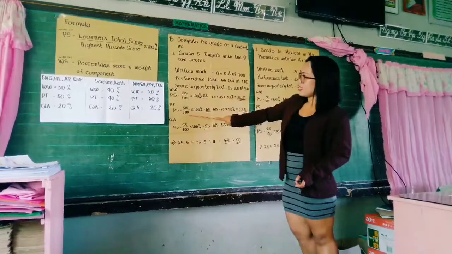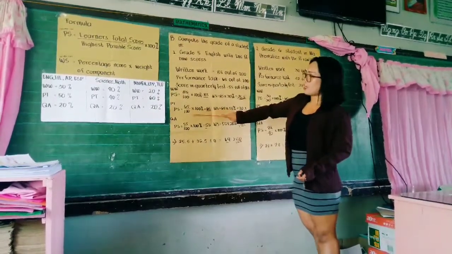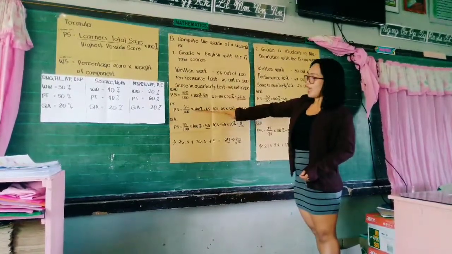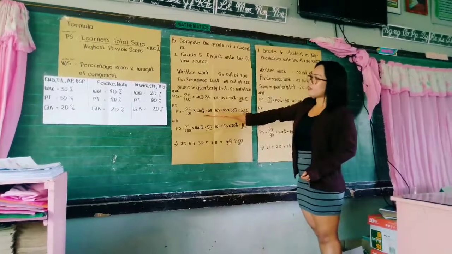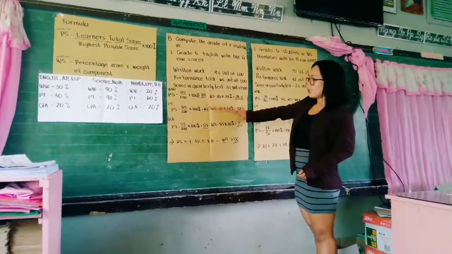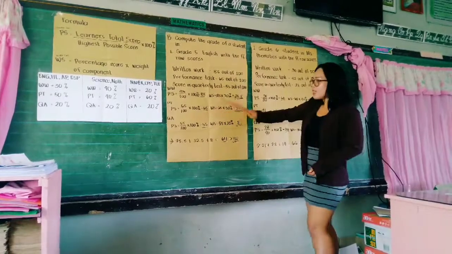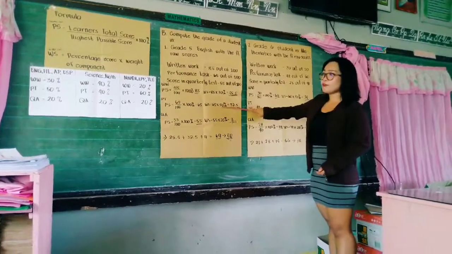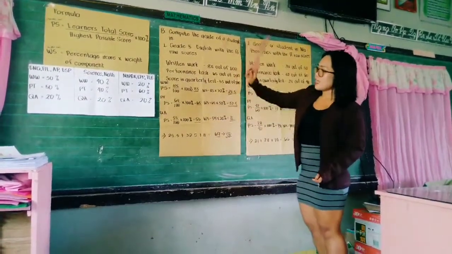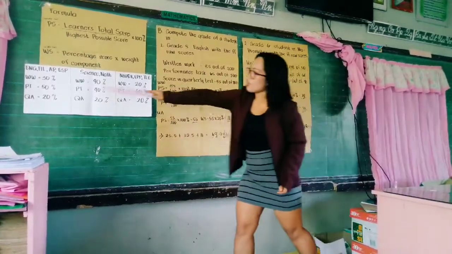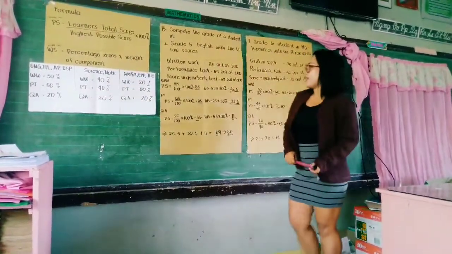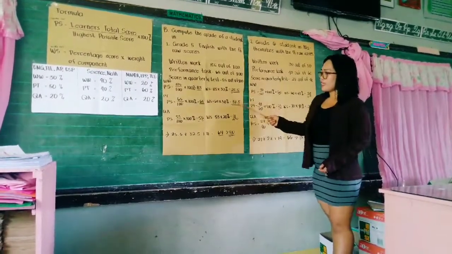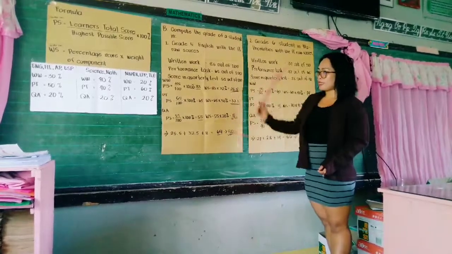The performance task is 65 over 100. 65 is the learner's total score over 100, which is the highest possible score, times 100, given also in the formula. So, equals 65. Then, 65 here is the percentage score times 50%. 50% because in English, performance task is 50% of the component. So, 65 times 50% equals 32.5. So, they got 32.5 for performance task.